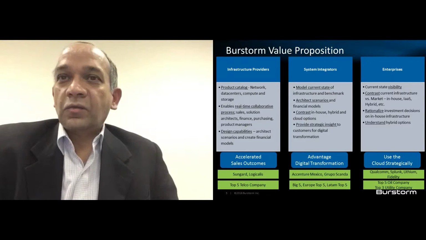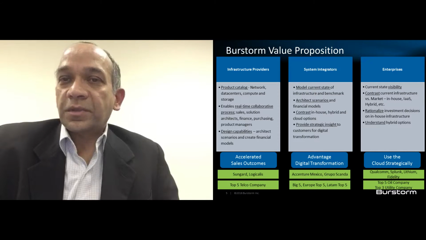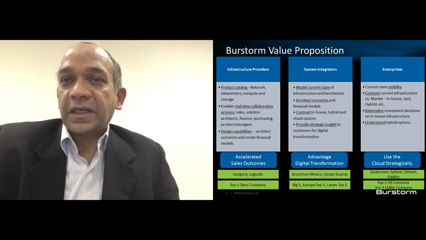So let's take a look at what Burstorm brings to the various stakeholders in this complex cloud ecosystem. For the infrastructure providers who provide network, data centers, compute, and storage elements, it allows the creation of cloud product sets in the platform, as we detailed before.